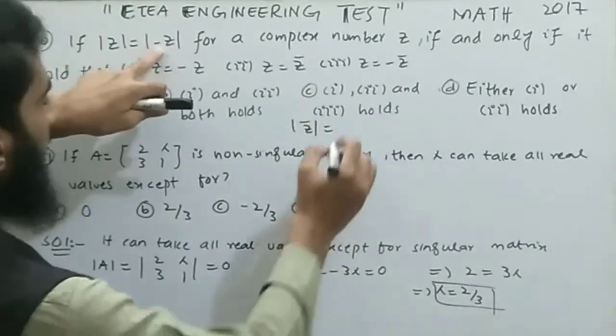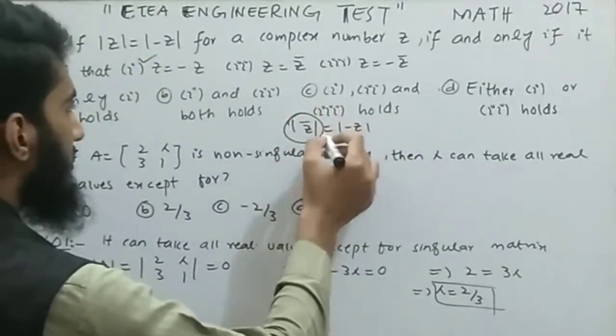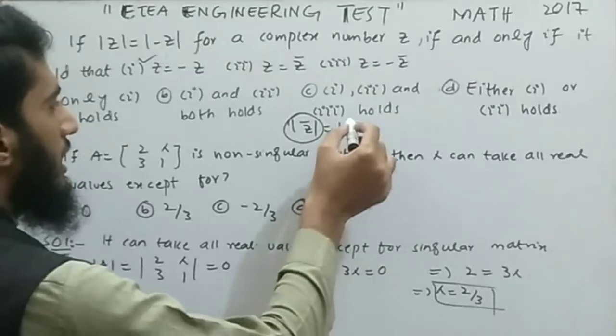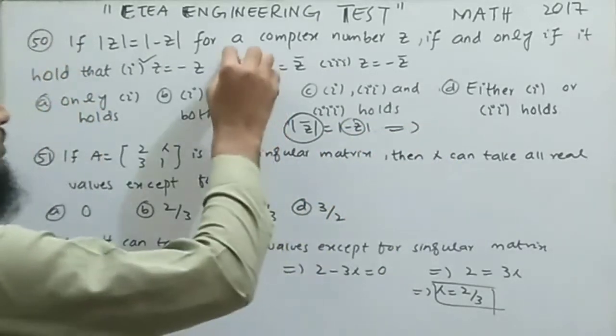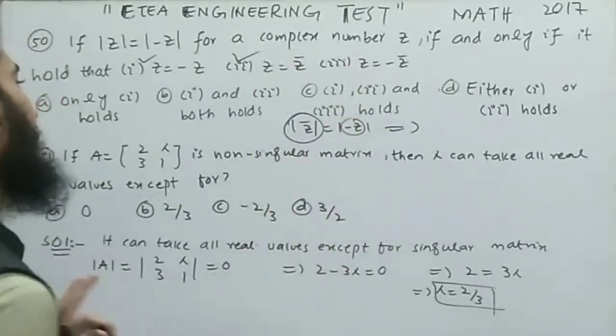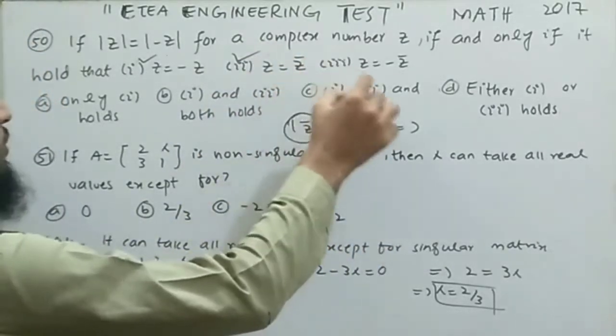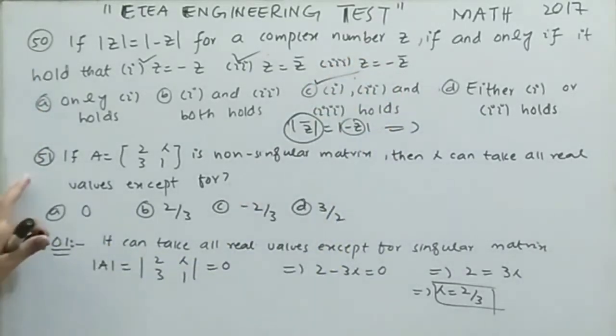And this negative z will come down as it is. If you take the mod of this z conjugate and you take the mod of negative z, both will be equal. It means option 2 also holds, and the third one will also hold. It means the correct option for this MCQ is option C: 1, 2 and 3 all of these hold. Move to the next MCQ, MCQ number 51.